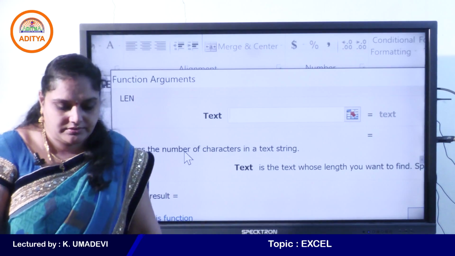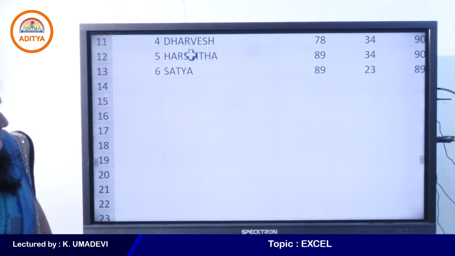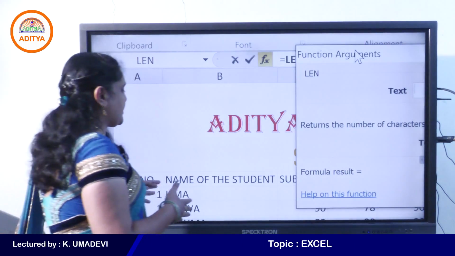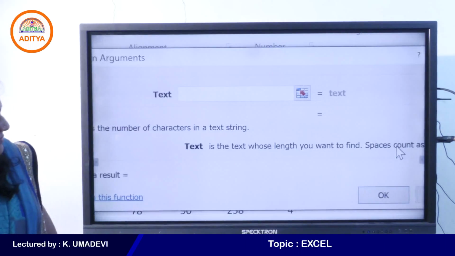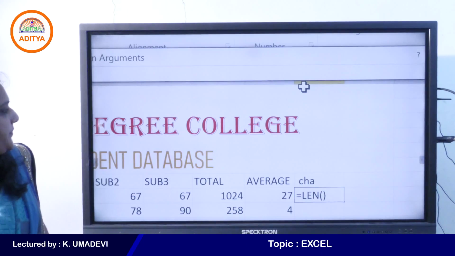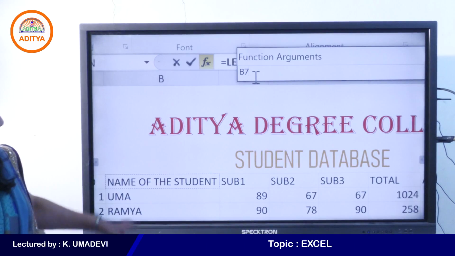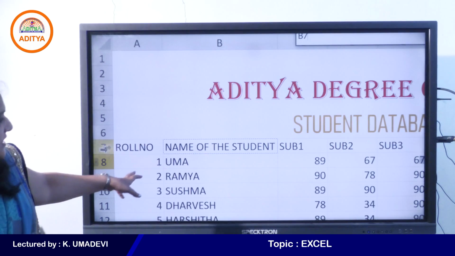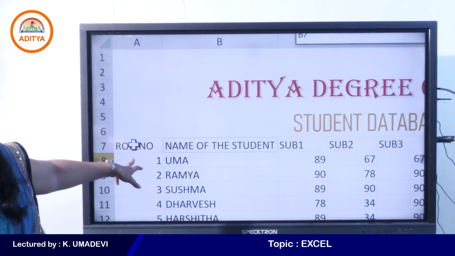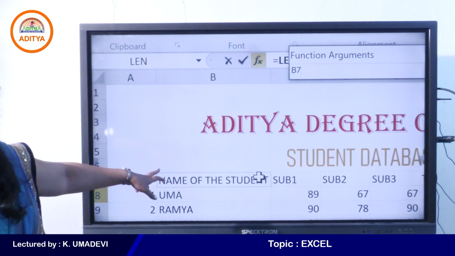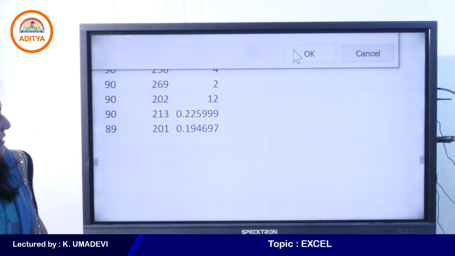So now enter your text, or else you can enter the cell reference. For example, here I would like to enter the cell reference, that is name of the student, right? Just click on this button and then select that cell. So what is the address of this cell? B7, right? As name of the student is available on column B and row 7. So B7 is the address of name of the student cell, right? Just click on the button and then click on OK.